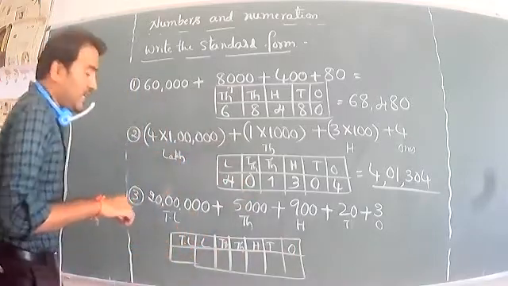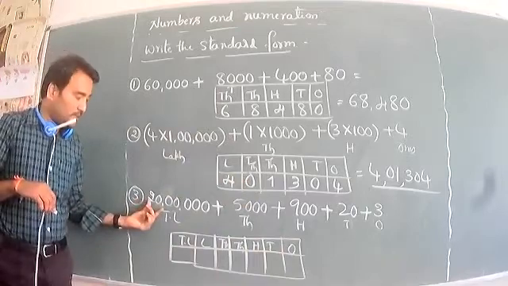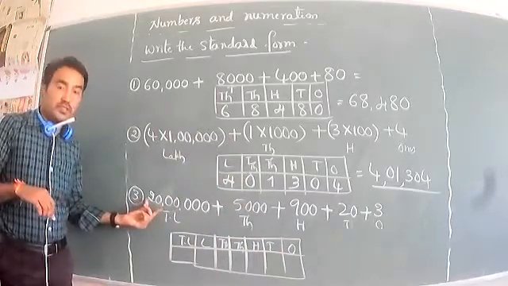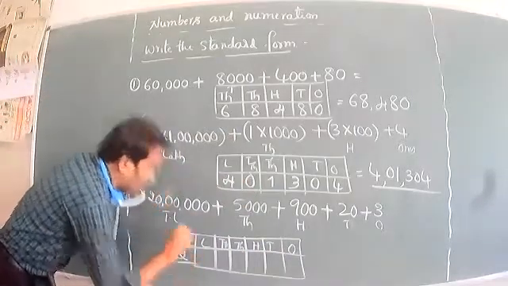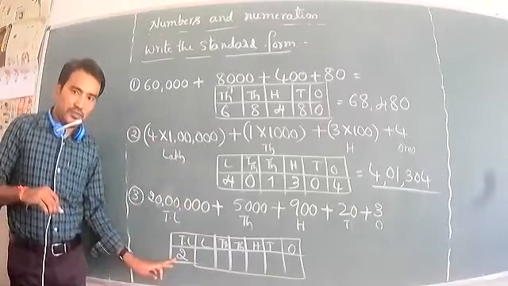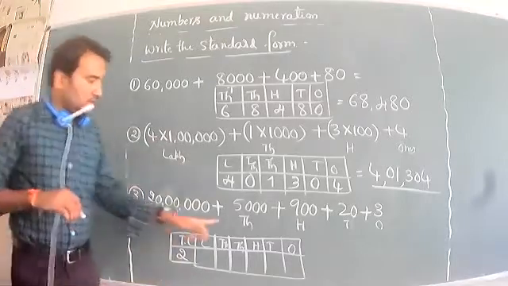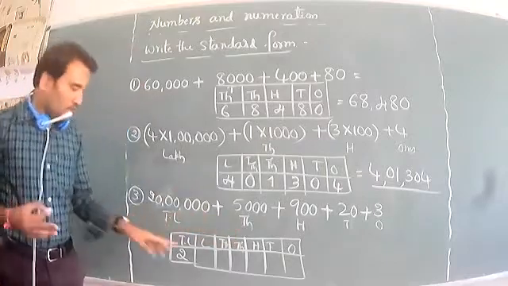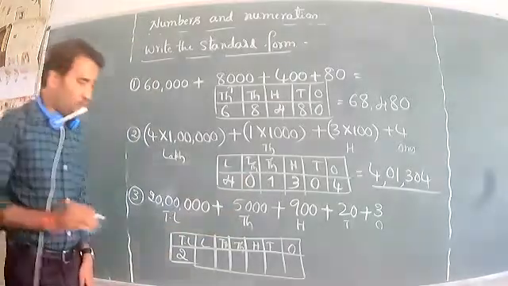Now, 10 lakh place, what is there? 10 lakh place is 20. So 20 means 10 lakh 2. So in the 10 lakh place we should write 2 because it is 20 lakh. Now lakh is not there. Now go for 10,000. 10,000 is not there. Now go directly to 1,000.